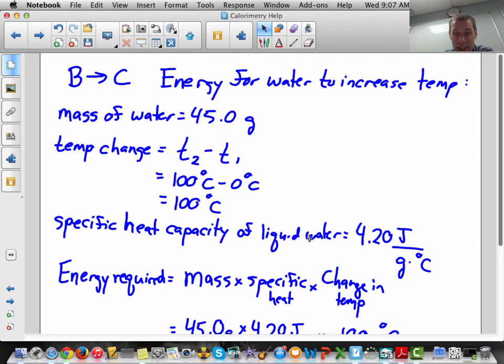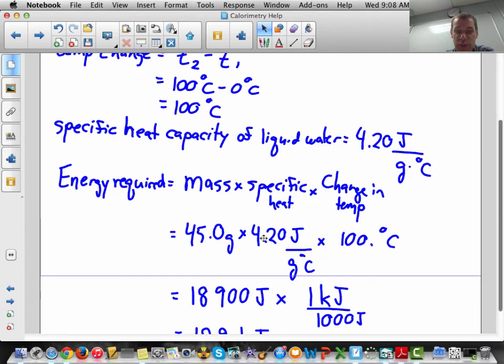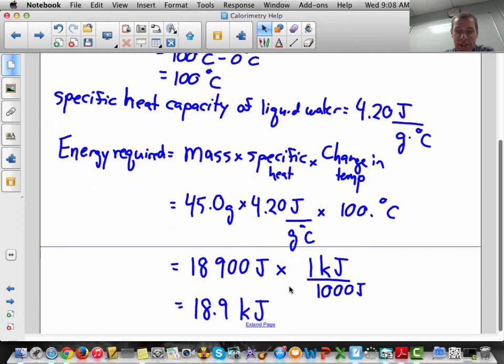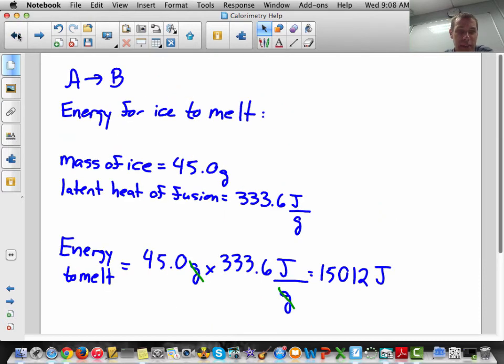The specific heat capacity of liquid water is 4.20 joules per gram degree Celsius. That means that every gram, to increase it 1 degree Celsius, requires 4.20 joules. So again, we use the factor label method. 45.0 grams times 4.20 joules per gram degree Celsius times 100 degrees Celsius gives you 18,900 joules of energy, or 18.9 kilojoules of energy. Okay, let's go back a minute.